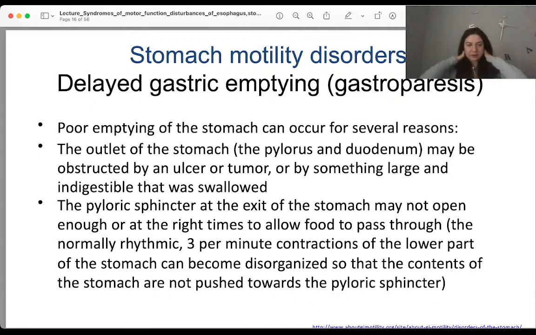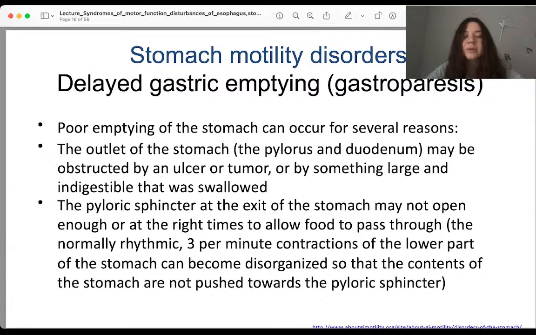Let's discuss all these types of stomach motility disorders. First, delayed gastric emptying or gastroparesis. Poor emptying of the stomach can occur for several reasons. The outlet of the stomach, the pylorus and duodenum, may be obstructed by an ulcer or tumor, or by something large and indigestible that was swallowed. The pyloric sphincter at the exit of the stomach may not open enough or at the right times to allow food to pass through.